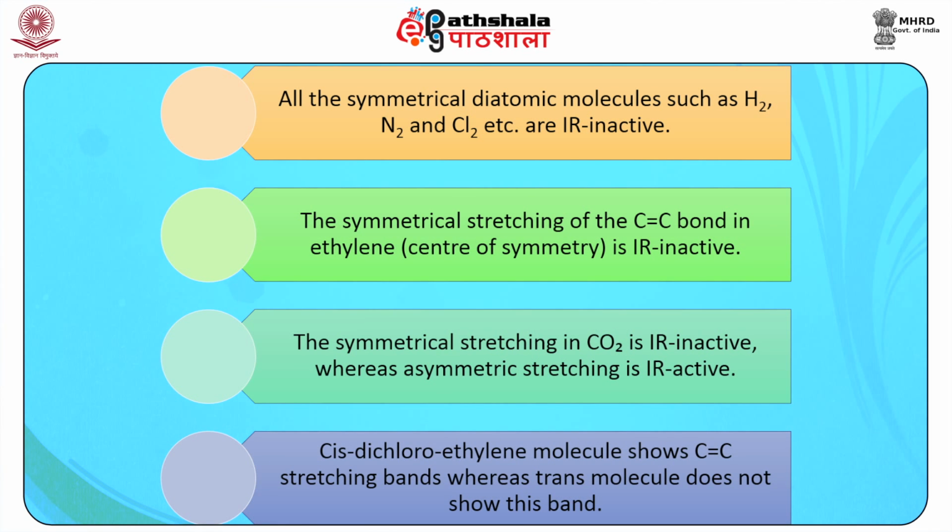All the symmetrical diatomic molecules such as hydrogen, nitrogen, chlorine, etc. are IR inactive. Secondly, the symmetrical stretching of the C=C bond in ethylene, which has a center of symmetry, is IR inactive. Third, the symmetrical stretching of CO2 is IR inactive, whereas asymmetrical stretching is IR active. The fourth point: the cis-dichloroethylene molecule shows C=C stretching bands, whereas the trans molecule does not show this band, because trans is a symmetrical molecule and cis is a non-symmetrical molecule.